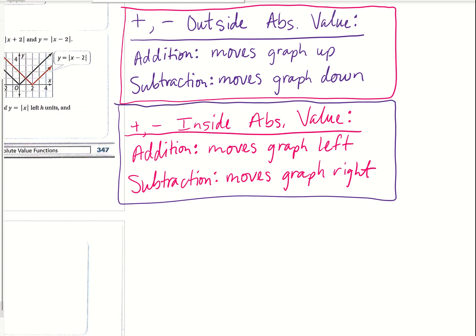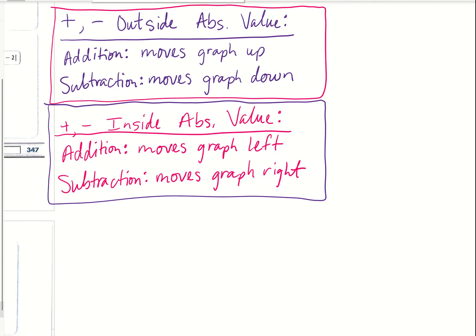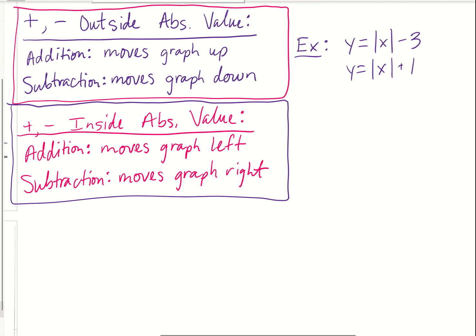Okay, so whenever we add and subtract outside of the absolute value sign, so an example of this would be like y equals the absolute value of x minus 3, or y equals the absolute value of x plus 1. Okay, addition will move the graph up, and subtraction will move the graph down. Okay, so addition moves us up, subtraction moves us down.